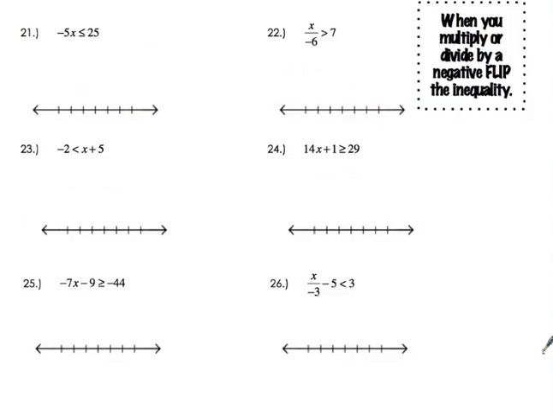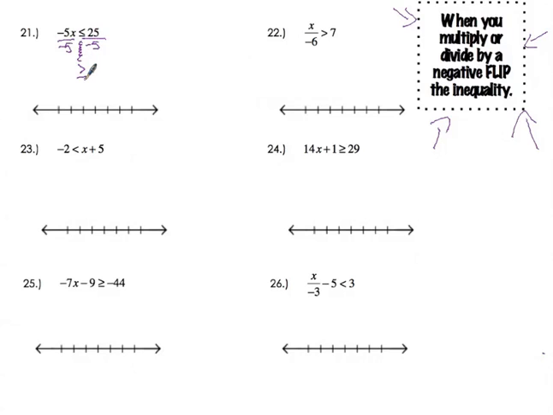All right, so now I'm looking at number 21. Negative 5x is less than or equal to 25. Well, this is where things get a little tricky because remember, when you multiply or divide by a negative, you have to flip that inequality symbol. So for this one, I need to divide both sides by a negative 5. When I do that, my inequality symbol gets flipped and it's no longer less than or equal to, it's now greater than or equal to.